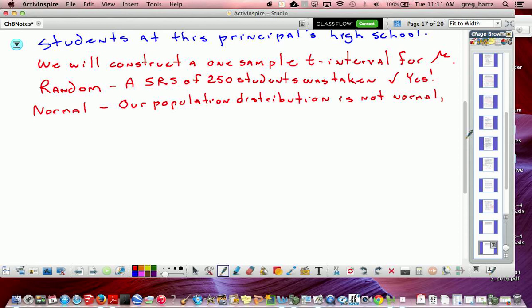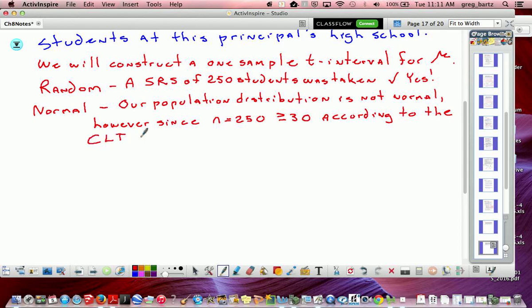So, our population distribution is not normal. However, since n equals 250, which is greater than or equal to 30, according to the central limit theorem, CLT, our sampling distribution is approximately normal.